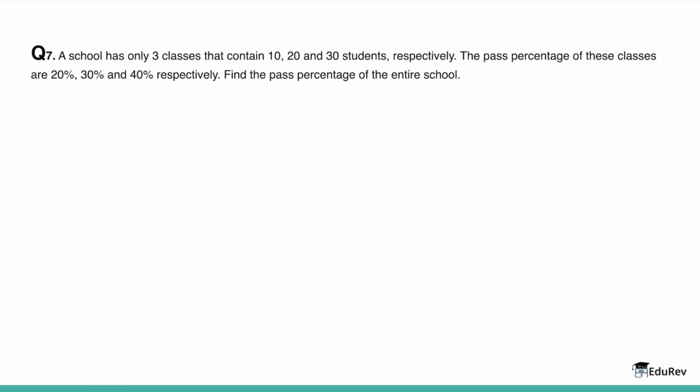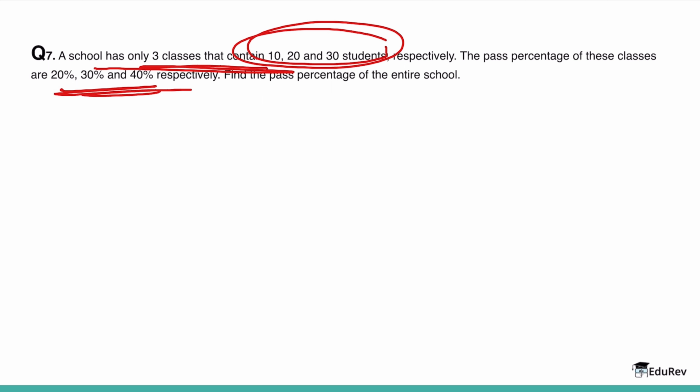The last question says, a school has only 3 classes that contain 10, 20 and 30 students respectively. Now the pass percentages of these classes are 20%, 30% and 40% respectively. So find the pass percentage of the entire school.